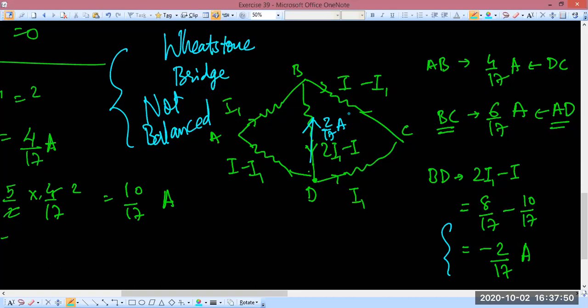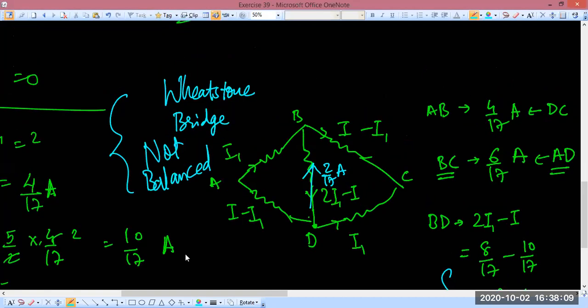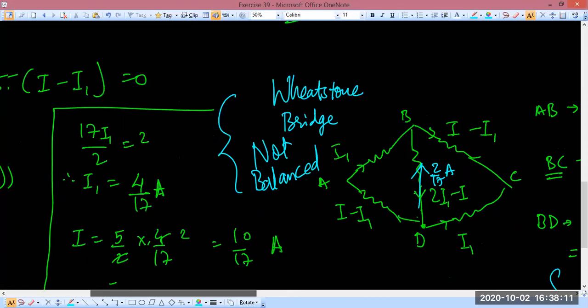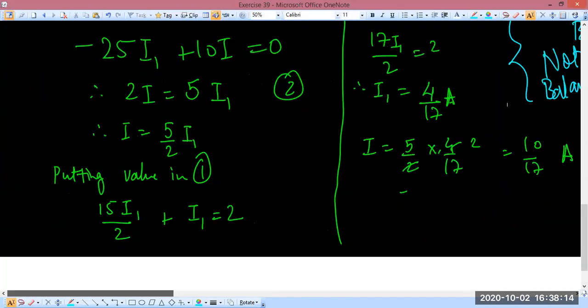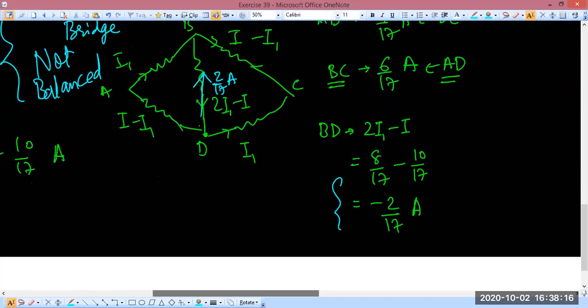This Wheatstone bridge is not balanced. Okay, so this is how you can do it by symmetry. I'm sure all of you would have understood that. You get very simple equations compared to taking 3.